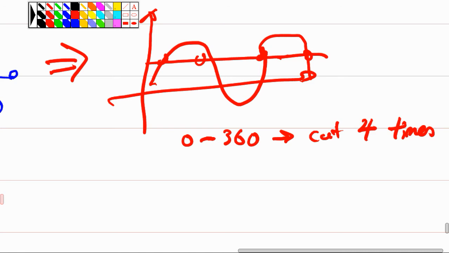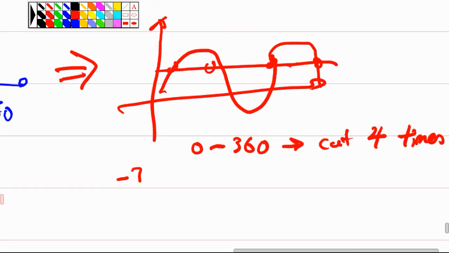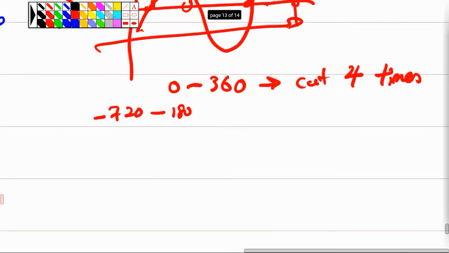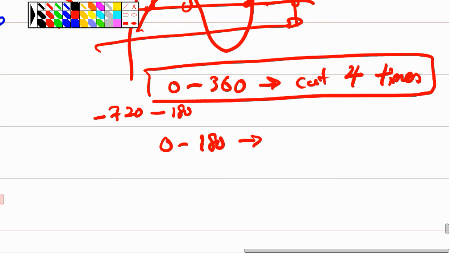Part 2 asks, if I have negative 720 to 180, how many times will I cut? Let's start. Based on this, can you answer: 0 to 180, cut how many times? Very good, 2 times. Why? Because 0 to 360 cuts 4 times, so 0 to 180, half, cuts 2 times only. Next one.